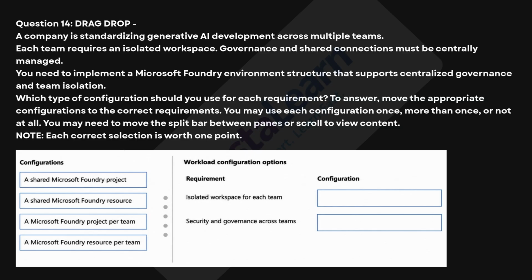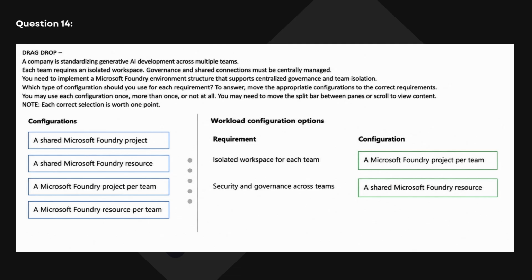You are given the following configuration options. A shared Microsoft Foundry project. A shared Microsoft Foundry resource. A Microsoft Foundry project per team. A Microsoft Foundry resource per team. Requirements to map: isolated workspace for each team, and security and governance across teams. Correct answers are: isolated workspace for each team, a Microsoft Foundry project per team.